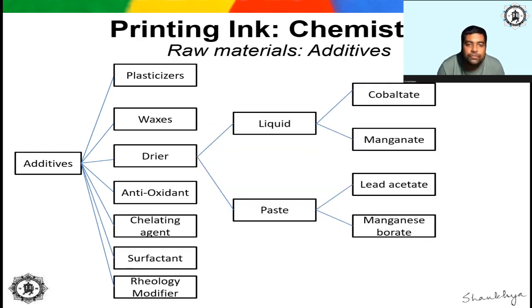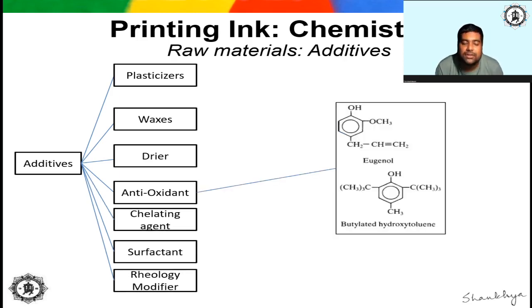Okay, next we have got the dryer. I will talk about the drying mechanism, the reaction mechanism of oxidative polymerization which is initiated with the help of the dryer, later on. But these are the classifications. We have liquid and paste. Liquid can be both cobalt and manganese, and paste is lead acetate, manganese borate, etc.